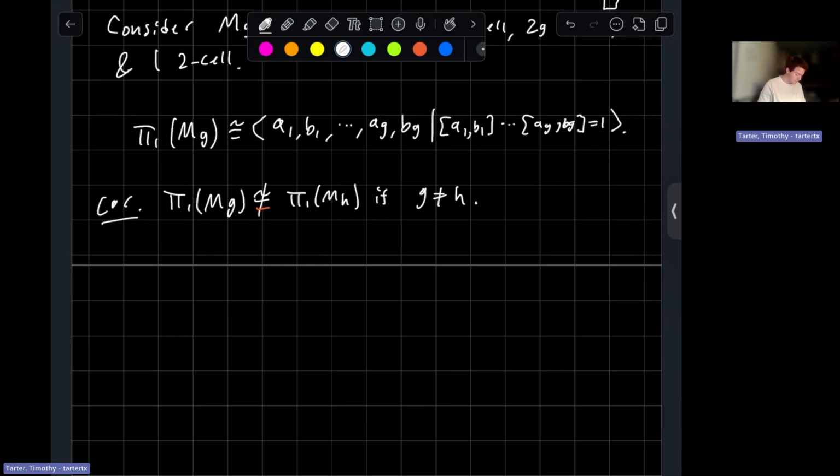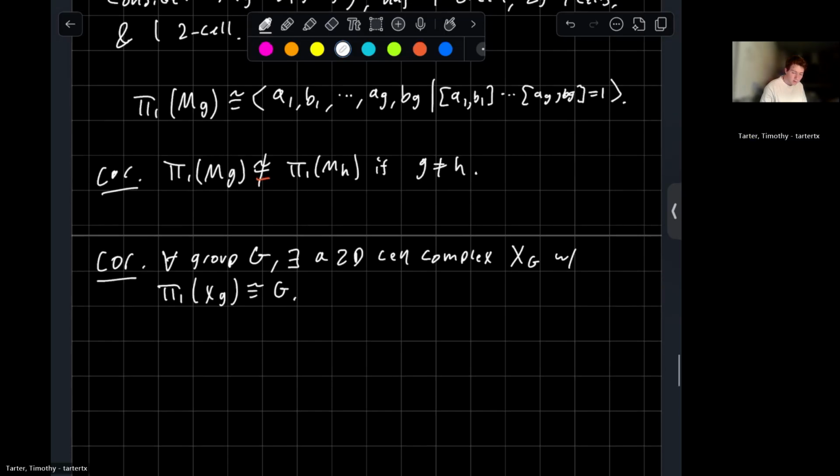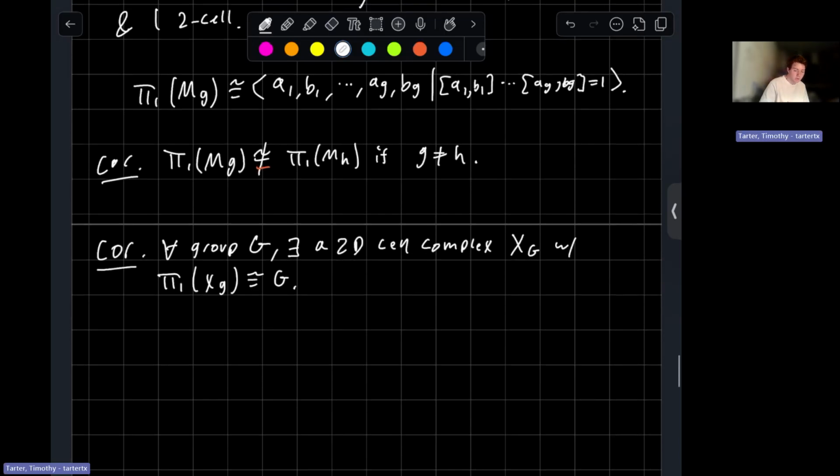Okay. So as a corollary, for every group G, there exists a two-dimensional cell complex X_G with pi_1 of X_G isomorphic to G. And this just comes from the notion of free groups.